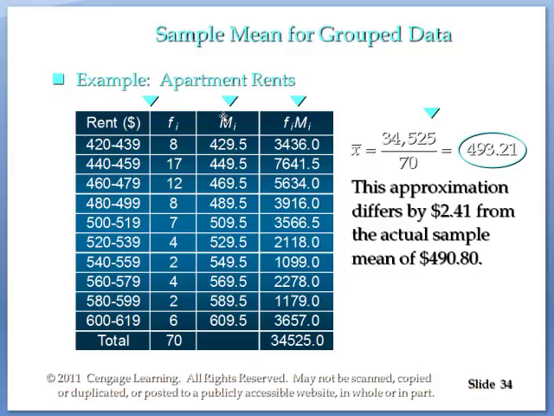So 429.5 times 8 equals 3436, and so on. Add up all these in the third column, which is the 34525, and divide by 70, which is the number of observations. The weighted mean that you will get is 493.21. As you will see, it differs somewhat from the actual sample mean of 490.8. That's because we've been using the midpoints of each class rather than the actual values.